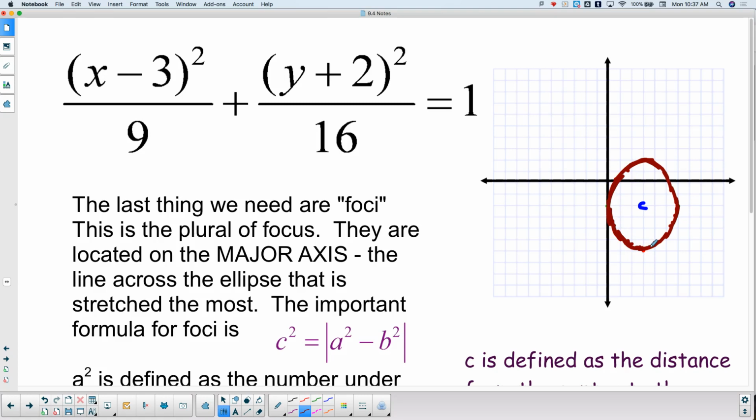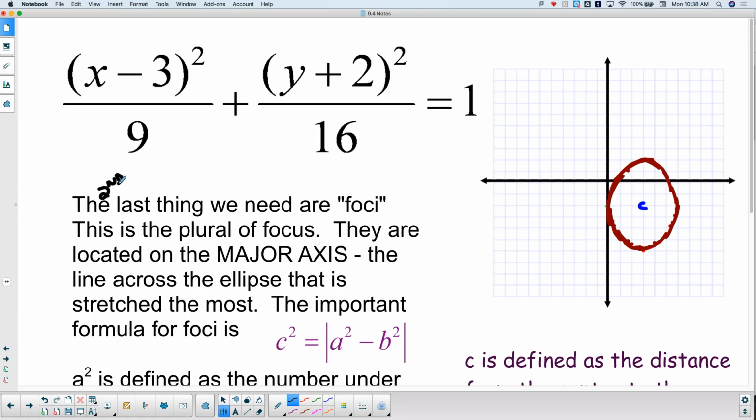Two more things. The last thing we need is, actually it's the second to last thing, but I changed that up. I forgot to add second there. The second to last thing we need are the foci. Foci, again, is the plural of focus. They are on the major axes. The foci are always on the major axes. So in this case, the foci would be up and down from the center.